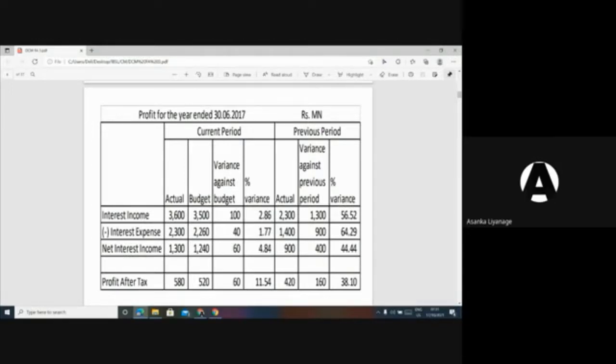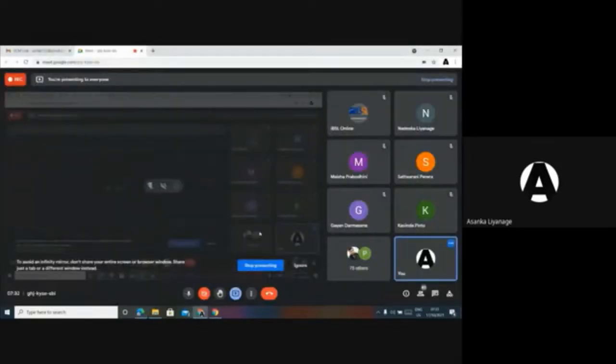Any questions on horizontal analysis? This horizontal analysis you are practicing day-to-day, even though you do not know the name. You have to take the amount of change and the amount of change as a percentage to the particular paper itself. Any questions? I'm waiting. Any questions? If you don't have any question, at least say clear, sir.